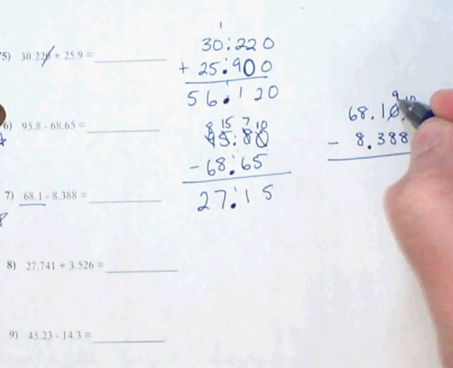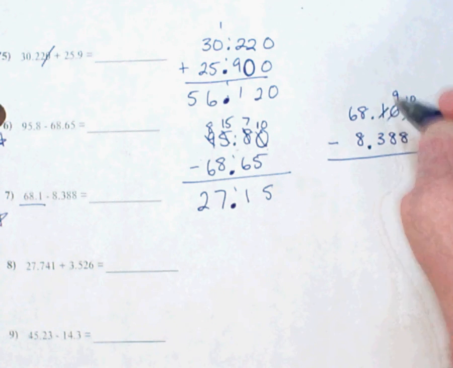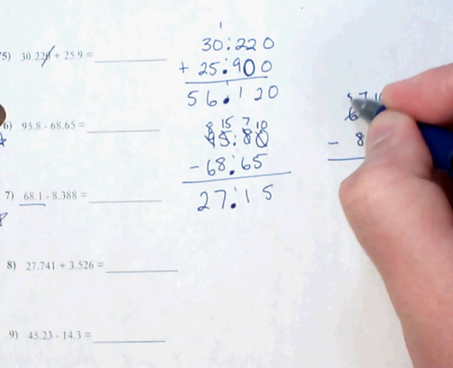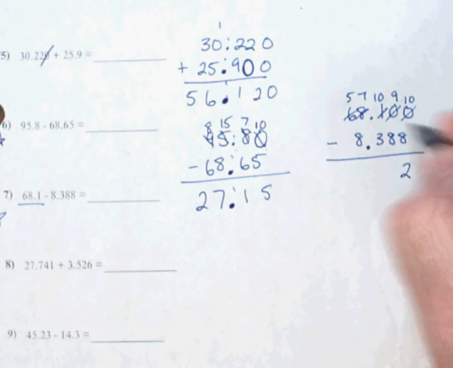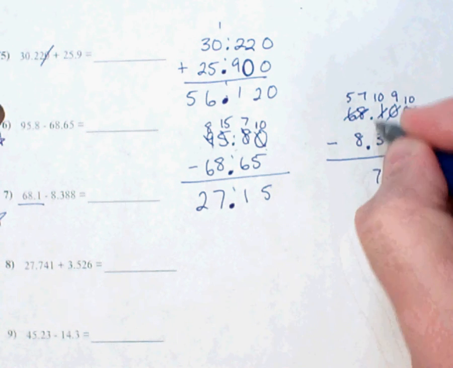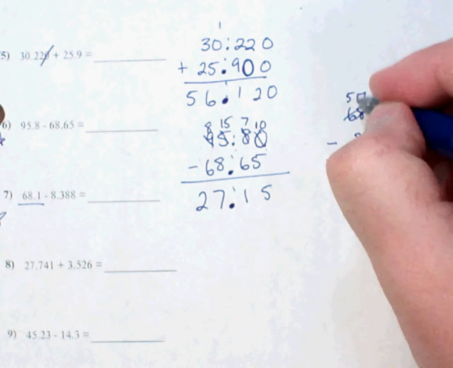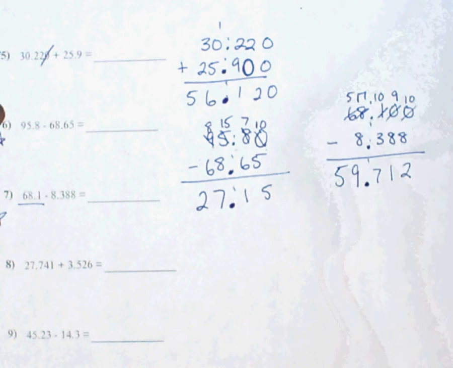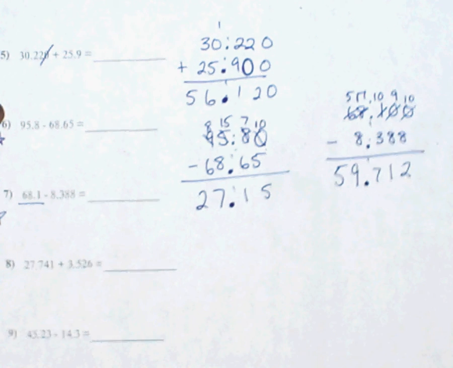So I regroup from here, and then I'm going to regroup from here, and then from here, and then from here. So I'm regrouping all the way across. 10 minus 8 gives me 2. 9 minus 8 is 1. 10 minus 3 is 7. Make sure my decimals are lined up. 17 minus 8 is 9. 5 minus nothing is 5. So I end up with 59 and 712 thousandths.